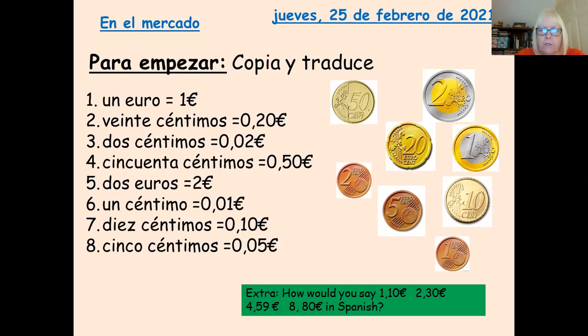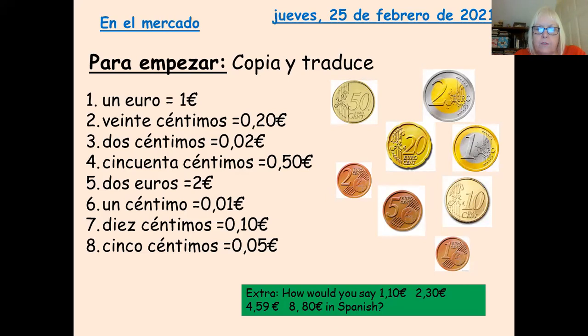2 centimos is 2 cents. I don't think you'd ever get anything for 2 cents in Spain. In fact, quite often, because the coins are so little, before they had the euro, they had the peseta in Spain, and hundreds of pesetas would be worth very little. So you would quite often get change for really small amounts in sweets in shops when I lived there, because the coins were worth so little.